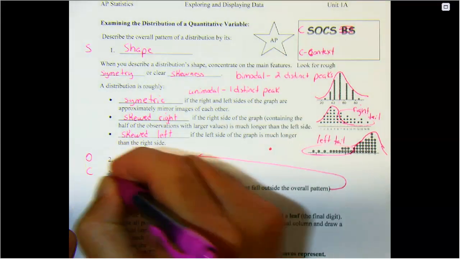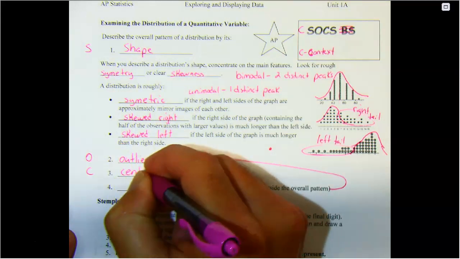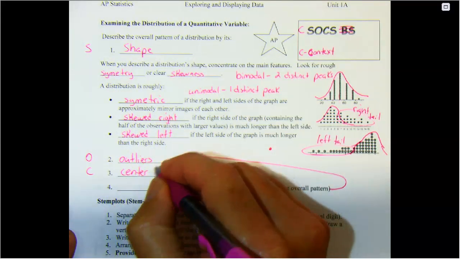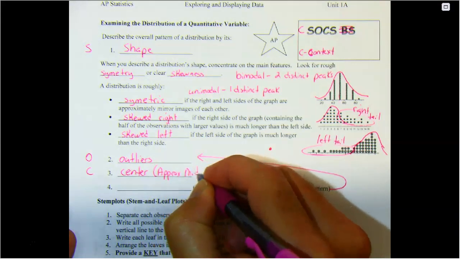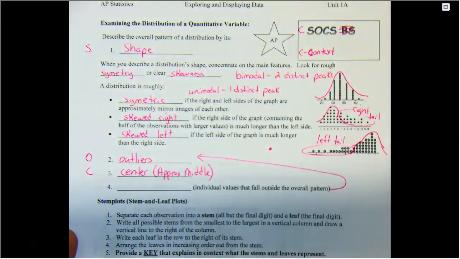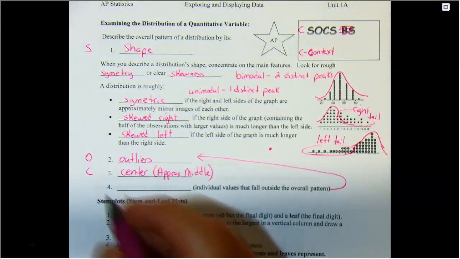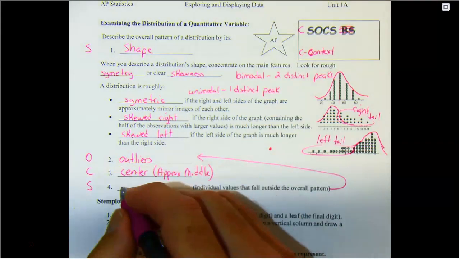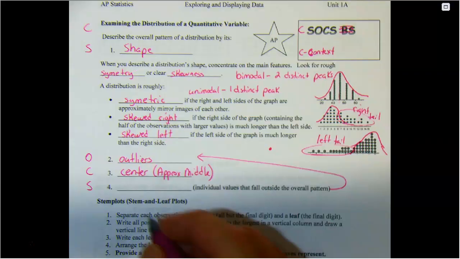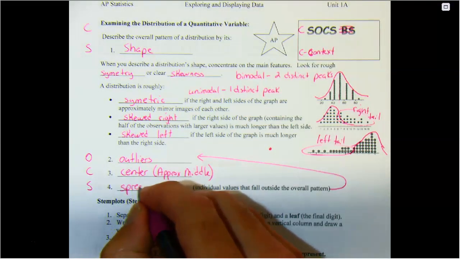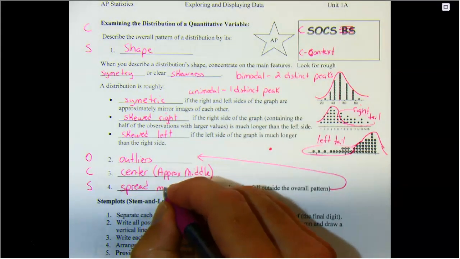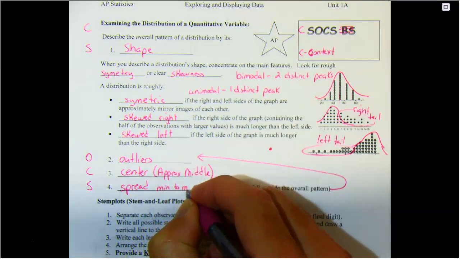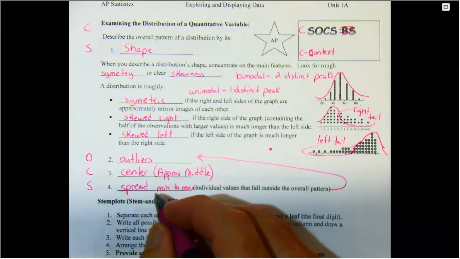C is for center, which is going to be the approximate middle. And your other S stands for spread. That can either be min to max, or it can be the actual range.